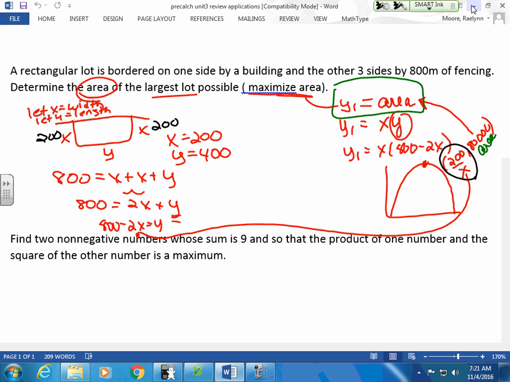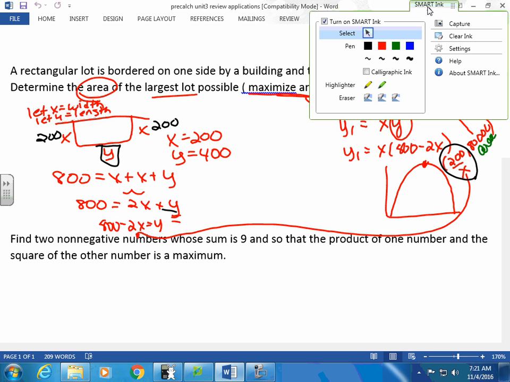Oh, determine the area. I'm sorry. That's all you had to do. All you had to do was determine the area. But everybody knows you go back to here to get the Y, right? Okay. Good. You didn't have to go there.